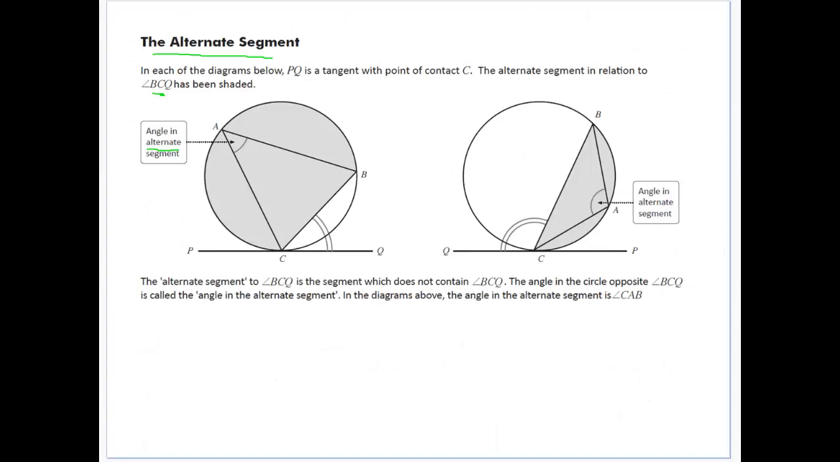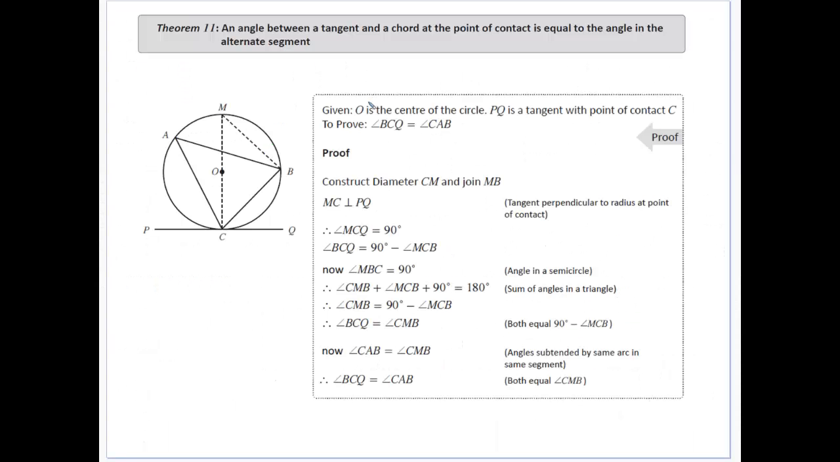How do we prove this one? Well, it's a little bit harder to prove here. So what we've got is O is the center of a circle, and PQ is the tangent. It contacts the circle at C, and we want to prove that the angles BCQ and CAB are equal. Now, what we want to do is construct our diameter here. So CM becomes the diameter, and we're also going to construct MB, so the point there.